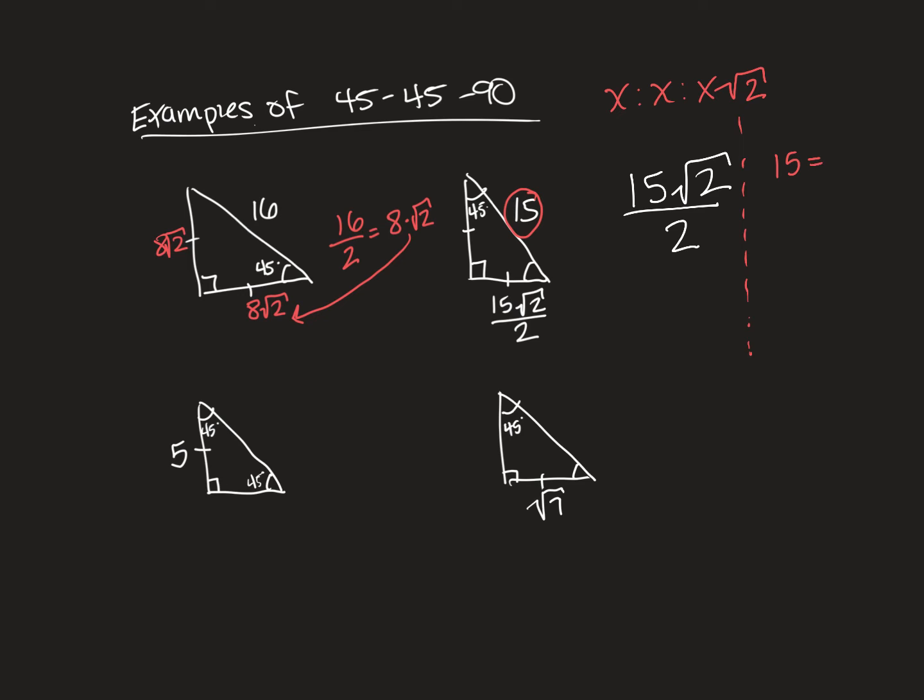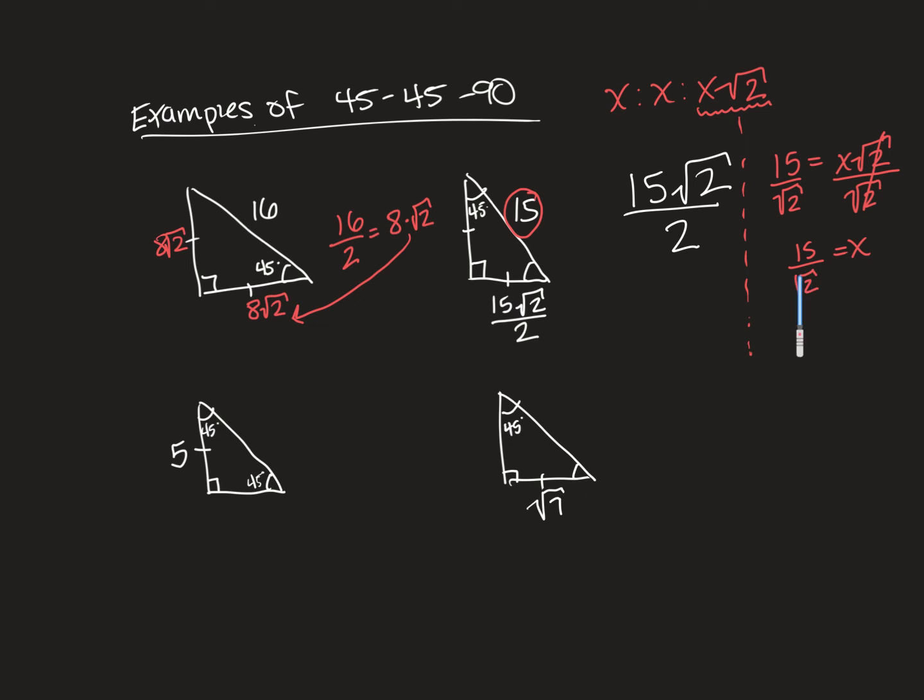So 15 has to equal this ratio right here, x times the square root of 2. So you can simplify for the x, divide both sides by the square root of 2. The square root of 2 is just one whole. So you have x equals 15 over the square root of 2. But as you know, your answer isn't simplified if you have a square root in the denominator.